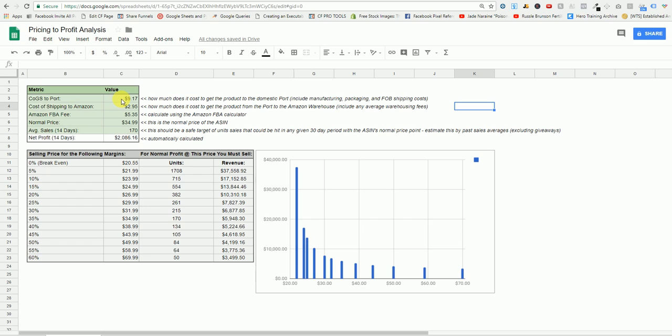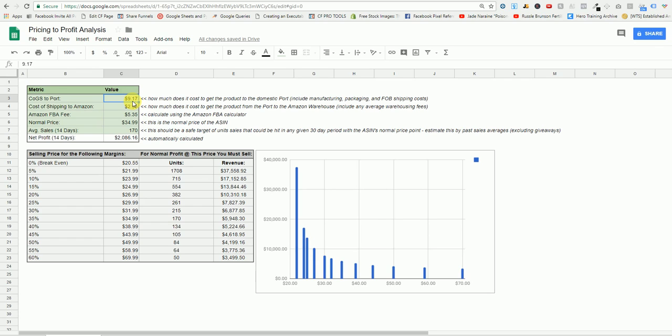So the first thing on this spreadsheet when you use it is you put your cost of goods sold to port right here in this first cell. This is cell C3. What this is, and I have little descriptions here, this is the cost that it takes to manufacture your product, to package it, to print everything on it, to label it, and then to ship it all the way to the port in your domestic country, usually the United States. And that's the price that I have here.